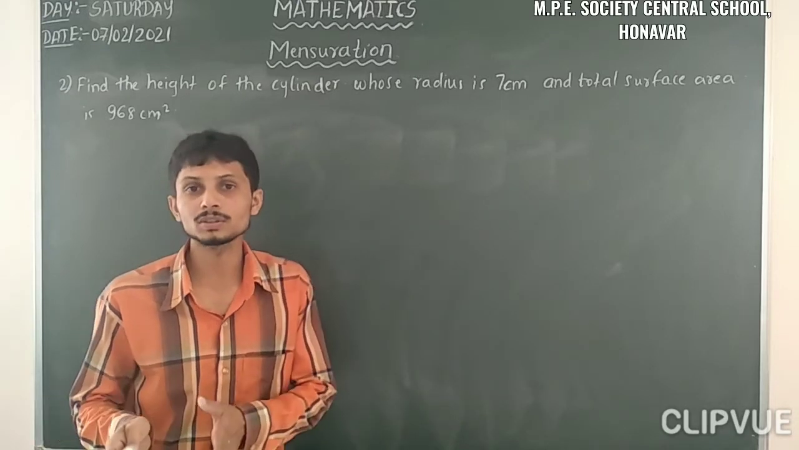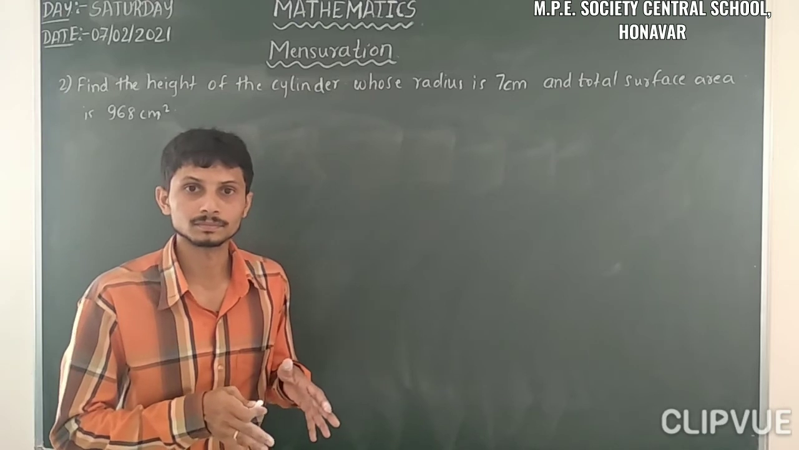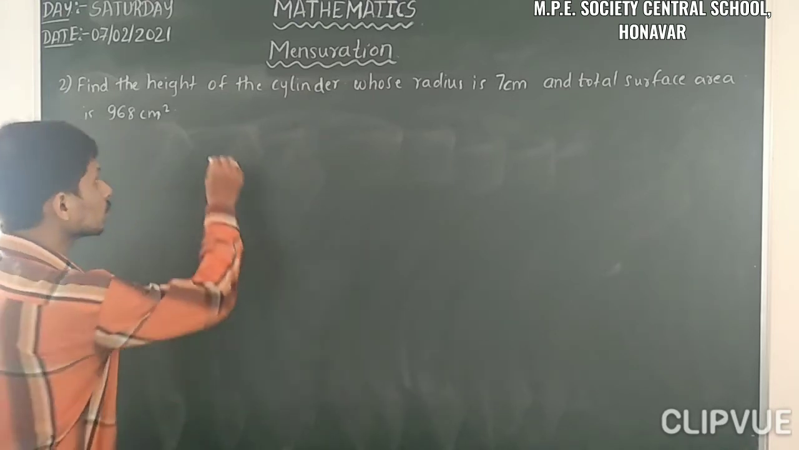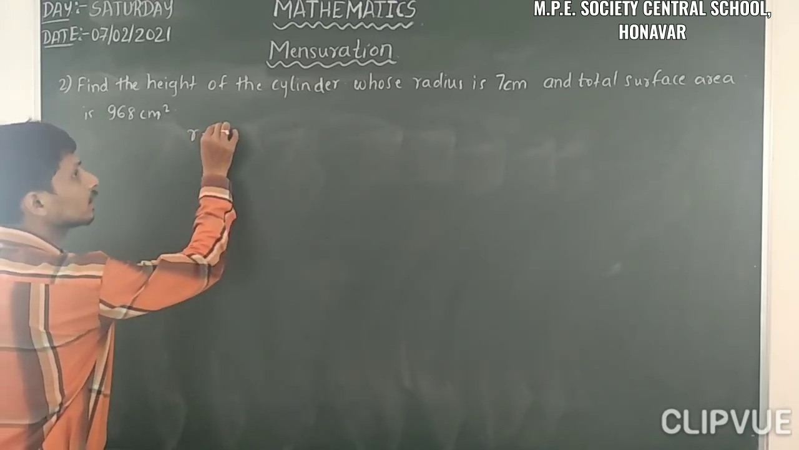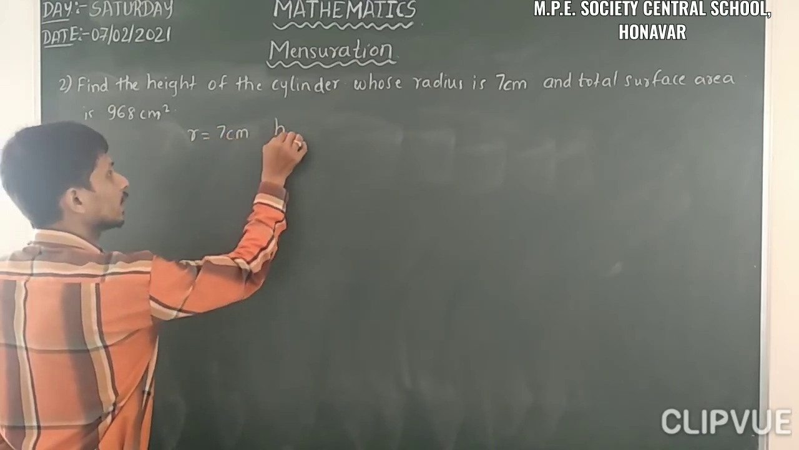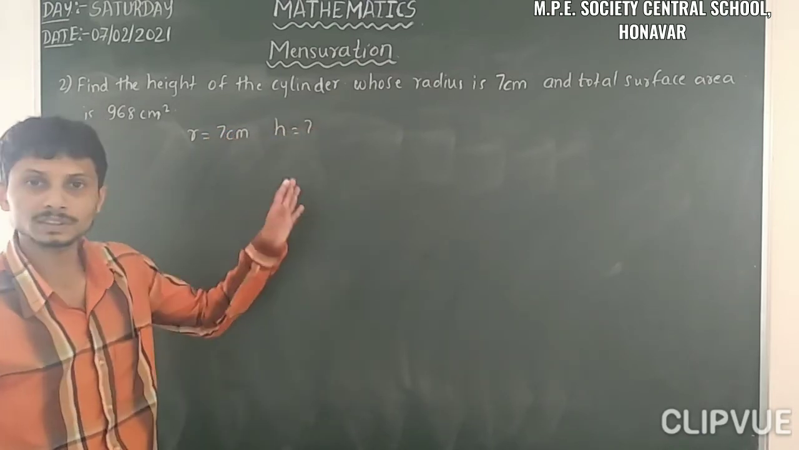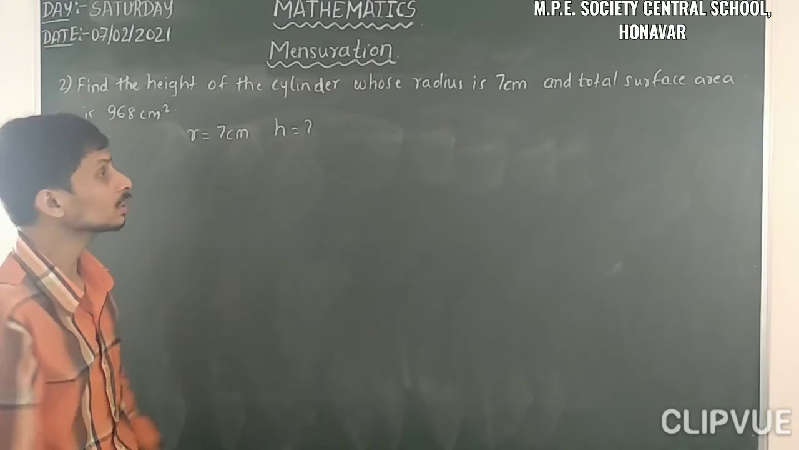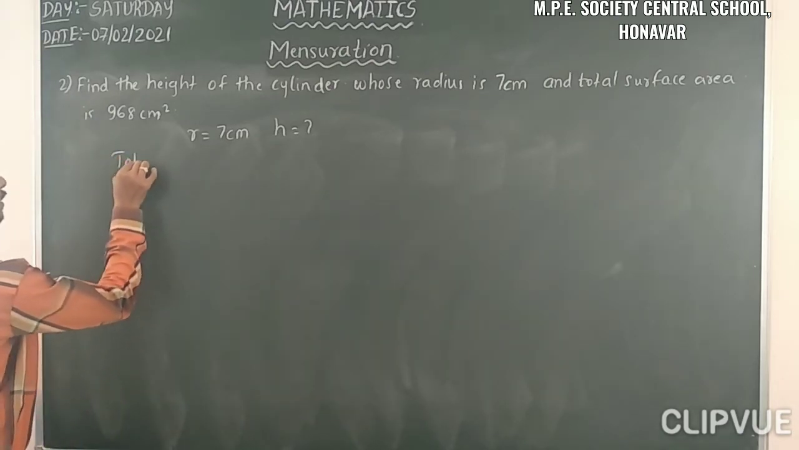So here we have to use the method of transposing. So firstly we have to write the known things. r is given, it is 7 centimeter, and h we have to find out, and then what is the other thing given? Total surface area. That is total surface area.